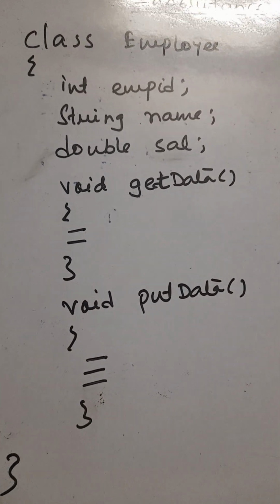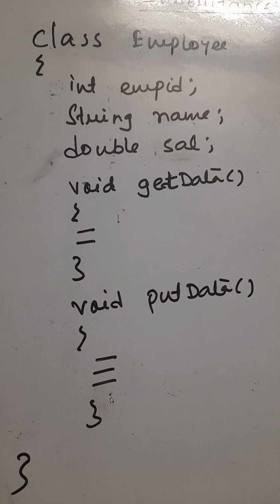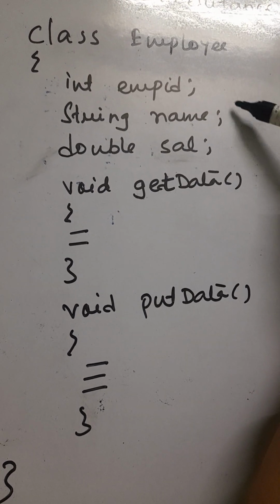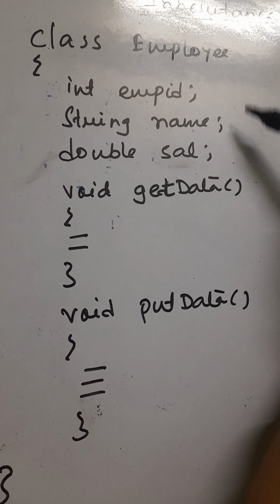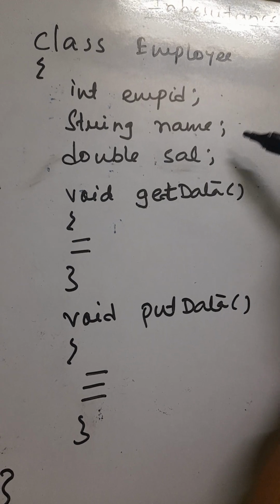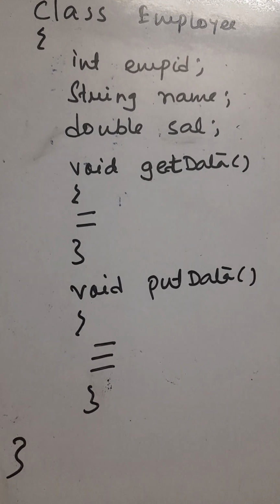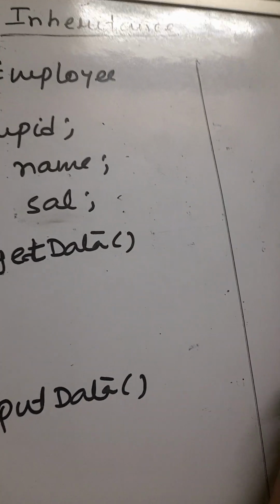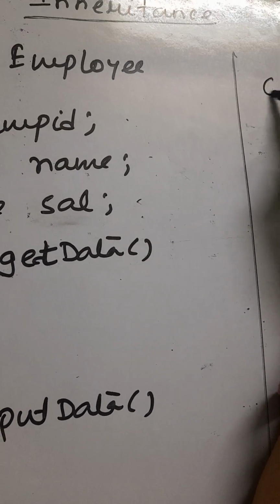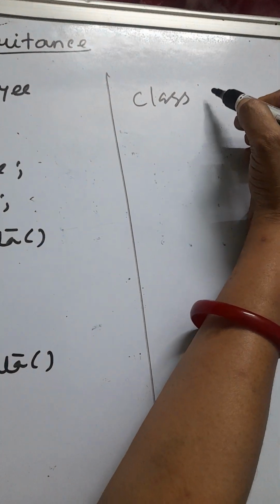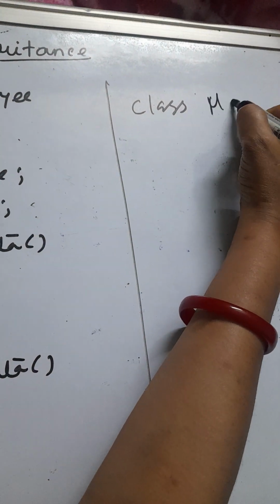Now see, here I create one class, the class Employee, where I have three attributes or three fields. One is the employee ID, name and salary. Here I have two methods, one is getData and one is putData. Okay, now I want to create one more class, maybe something like this, class Manager.